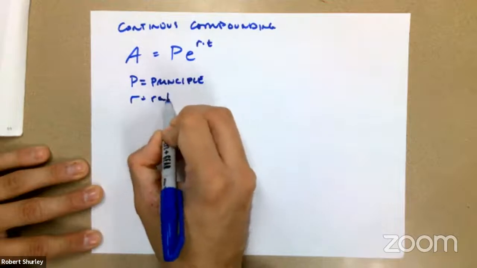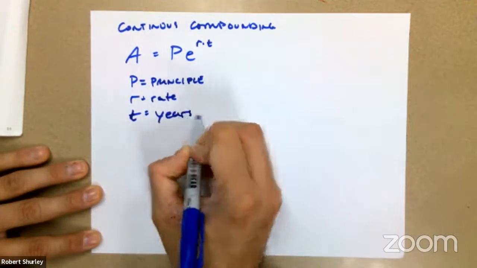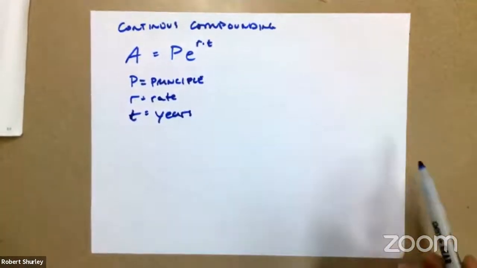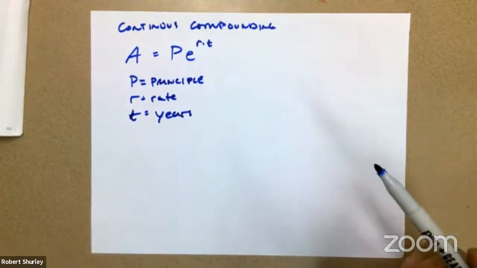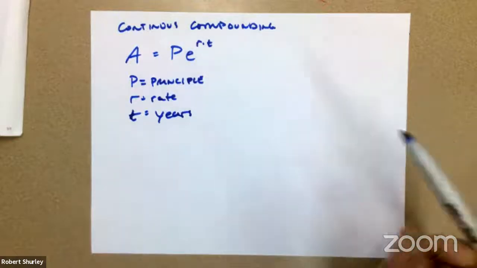R is our rate. And then T is our time, or we'll do years. Now listen, we don't need the other two. We don't need the N because we're not compounding it so many times a year. Remember, N was the number of compounds a year. We don't need that because this is continuously compounding.